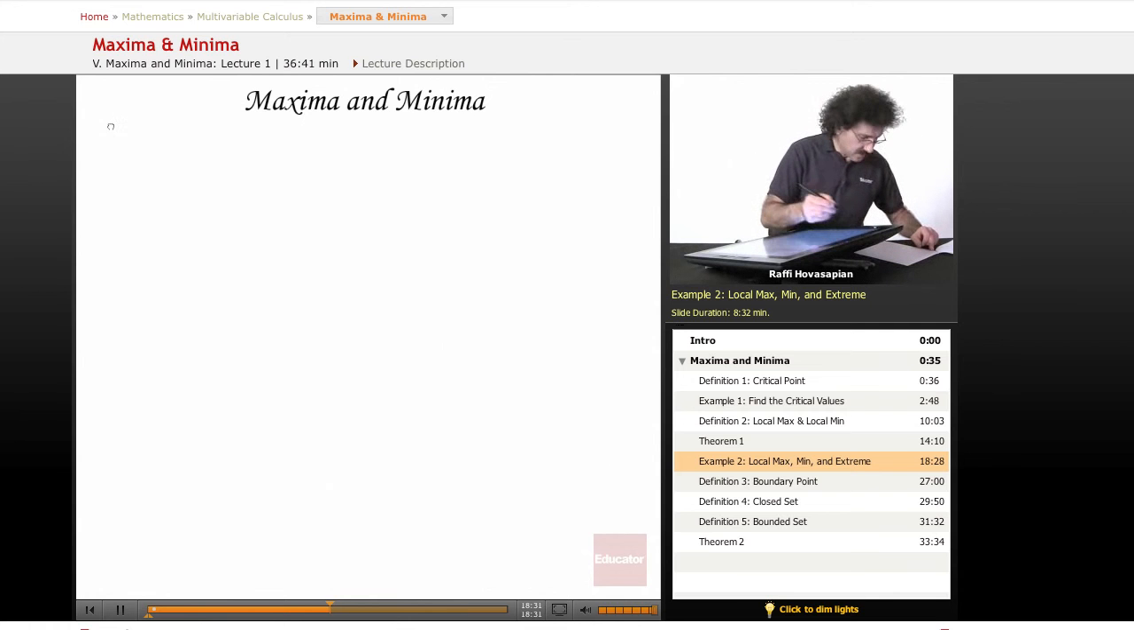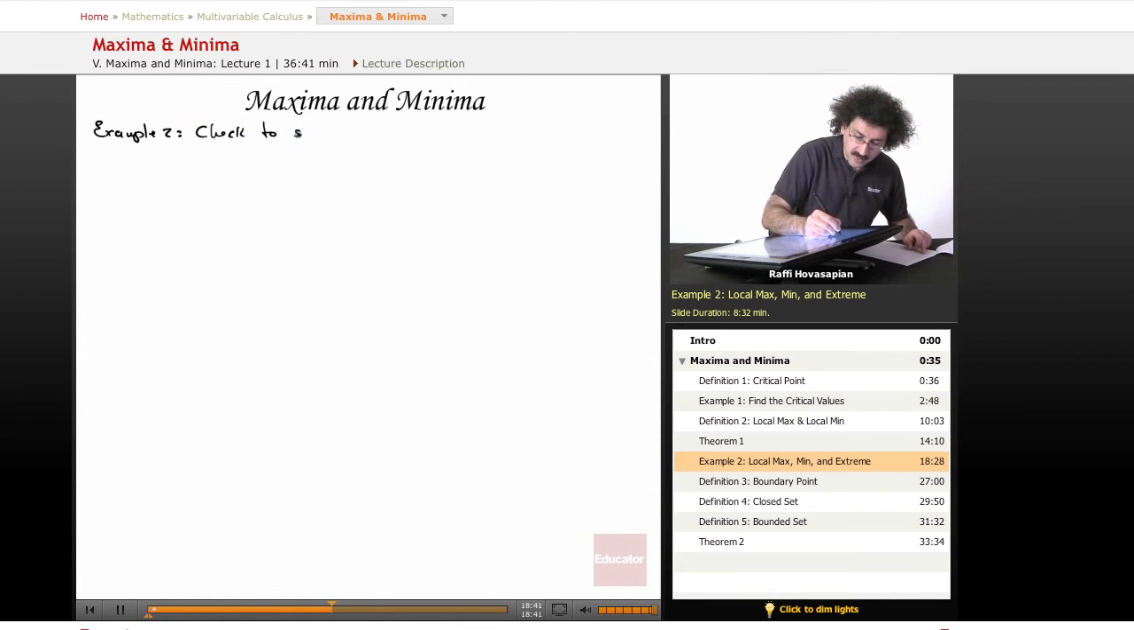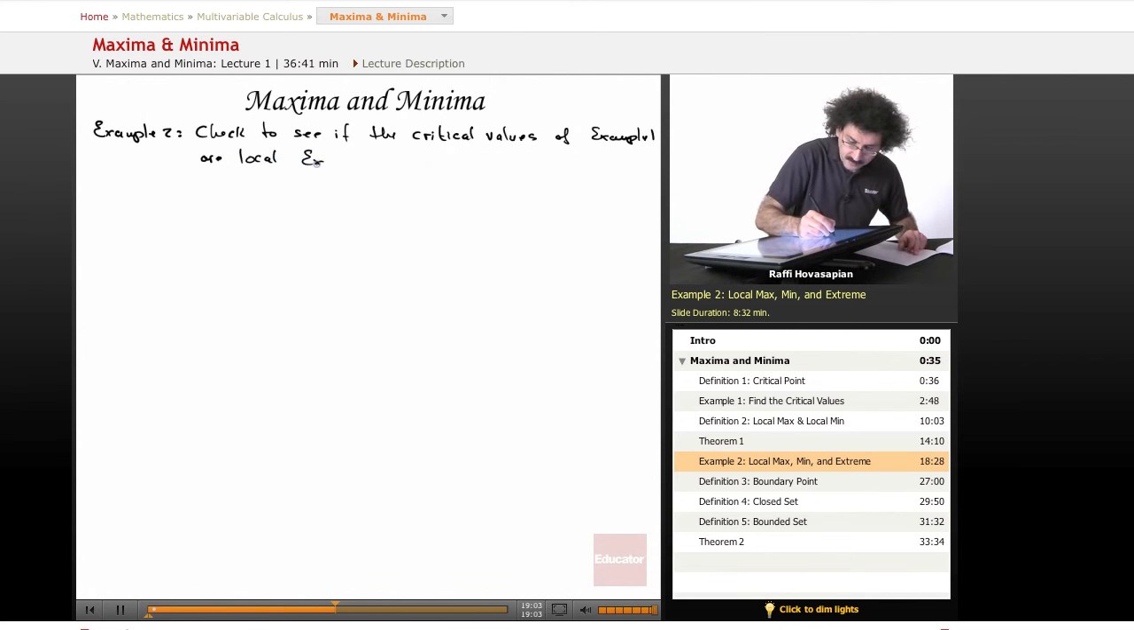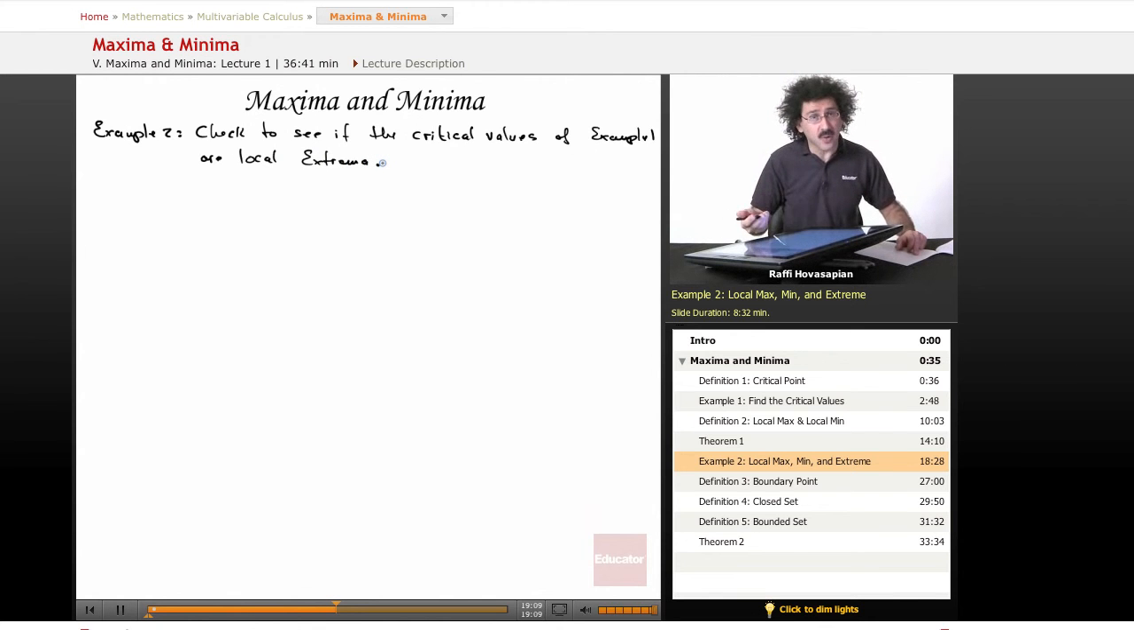Example 2. Let's check to see if the critical values of example 1 are local extrema, or local maxes or mins. So again, just because they're critical values, that's not a guarantee. We have to check to see if they're local maxes or mins.